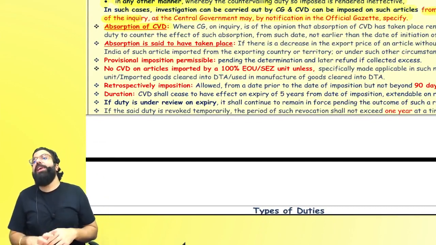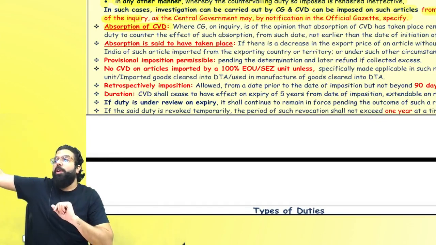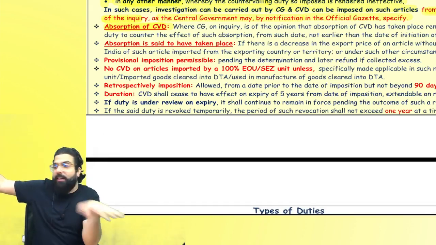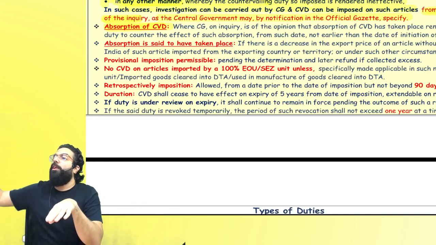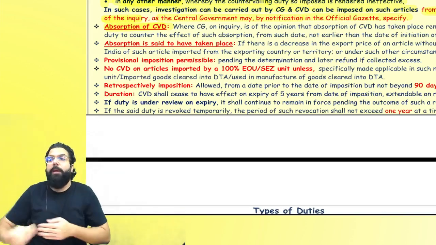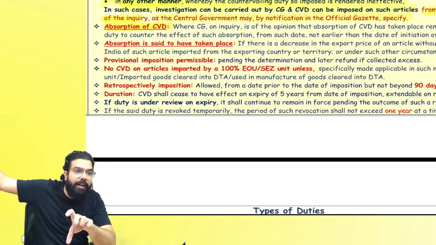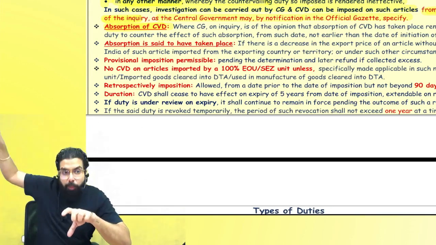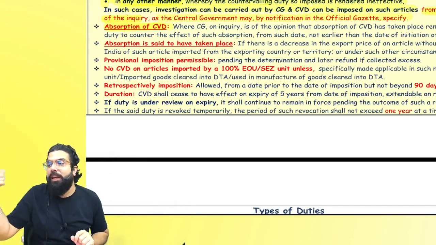What happened over here? In India, we went ahead and charged 10 rupees as CVD on subsidized article. The exporter over there in the exporting country told, okay, fine. In order to maintain the same price in India, he told the importer, I will reduce the price further by 10 rupees. It means he has absorbed the CVD on subsidized article which was charged in India. The exporter absorbed it, and that is known as absorption of CVD.